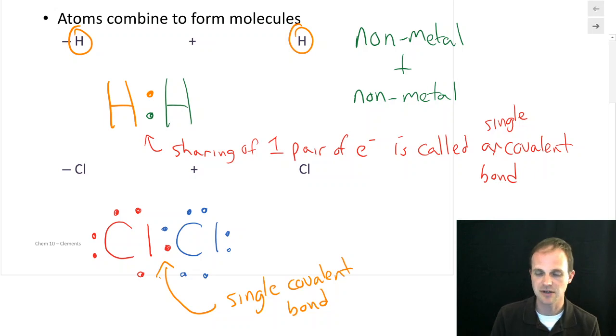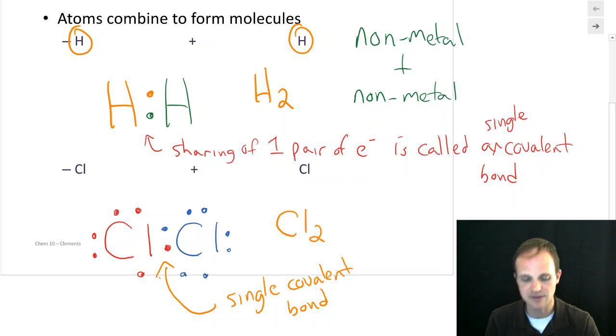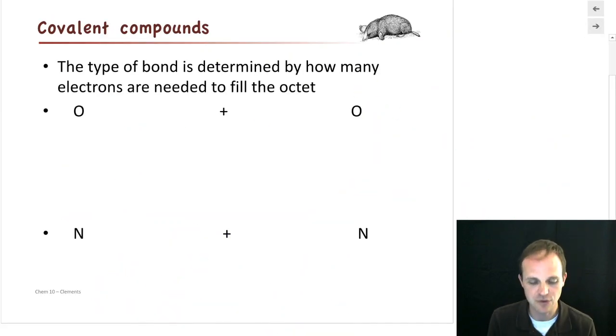So hydrogen, chlorine, both make single covalent bonds. When we write their formulas, we just write this as H2. We write this as Cl2. But what's actually happening is those chlorines are sharing one pair of electrons. So let's move on, try to do a few more.